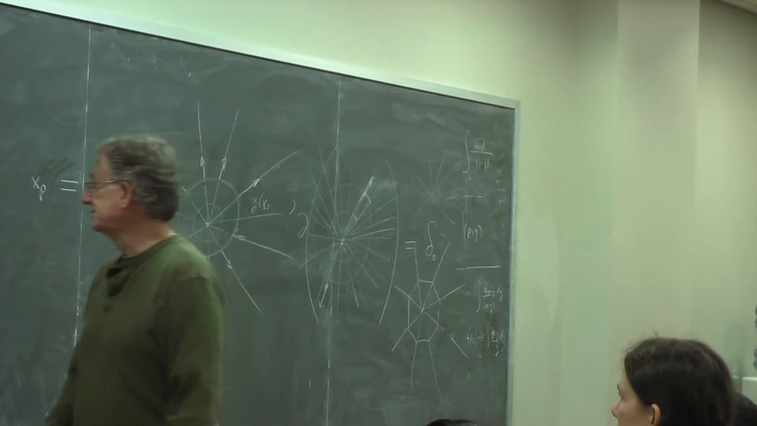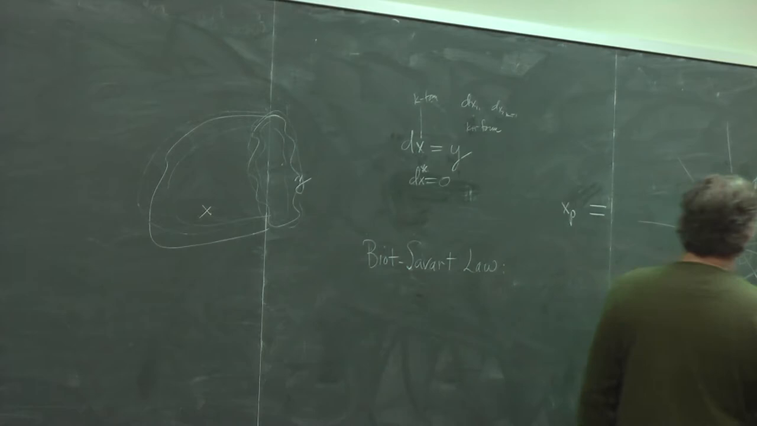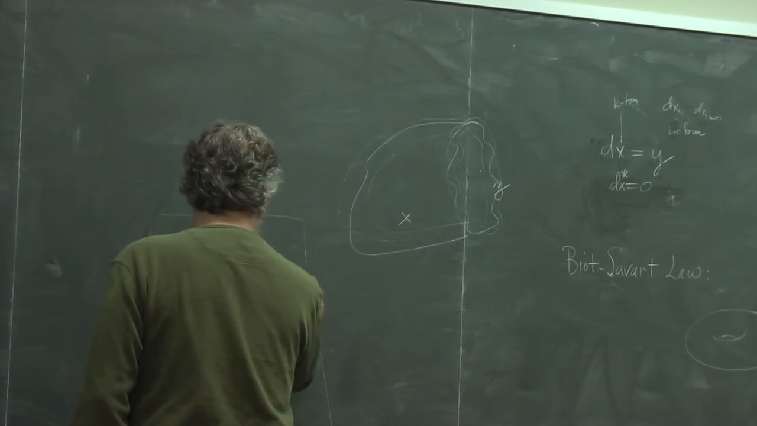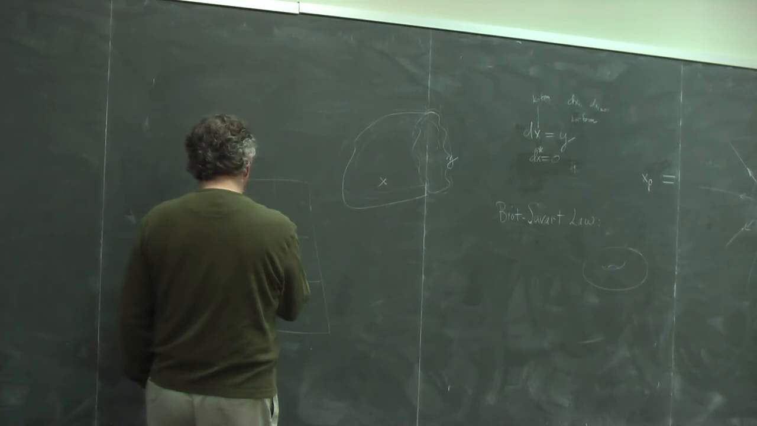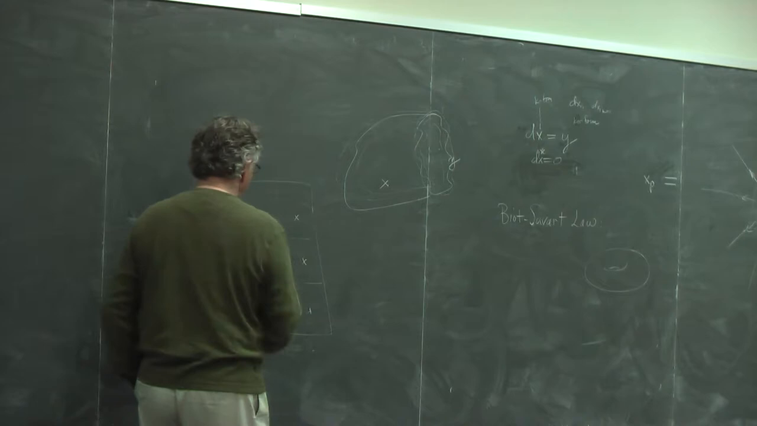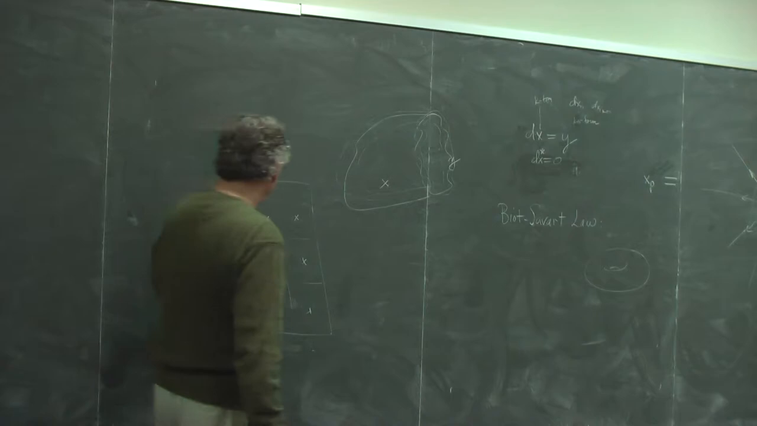Okay, so this is the Biot-Savart law. Now, if you want to do this on a torus, you think of the torus as Euclidean space. And if you want to do this at a point of the torus, you actually have to take all of its mirror images. I could do a finite number of these, but now you have to take an infinite number.